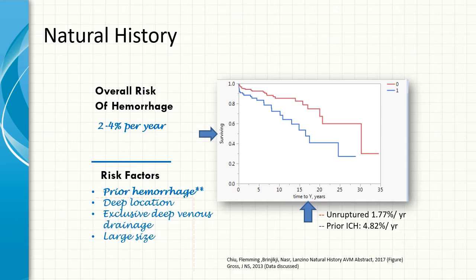And you see those curves diverge, that those with an unruptured AVM at diagnosis have a 1.77% per year risk of rupture, whereas those with hemorrhage at diagnosis had a risk of 4.82% per year. This is very similar to the Gross et al. data meta-analysis on AVM risk of future rupture.